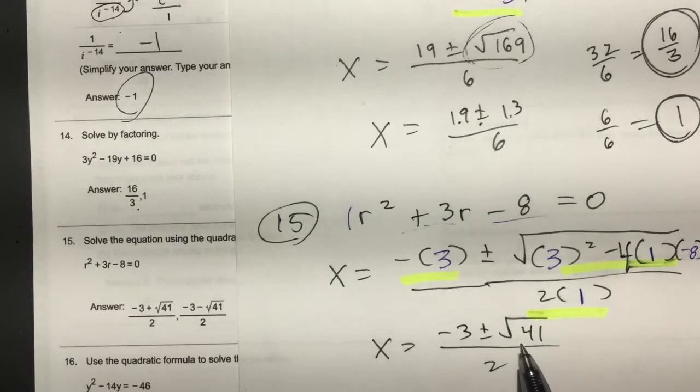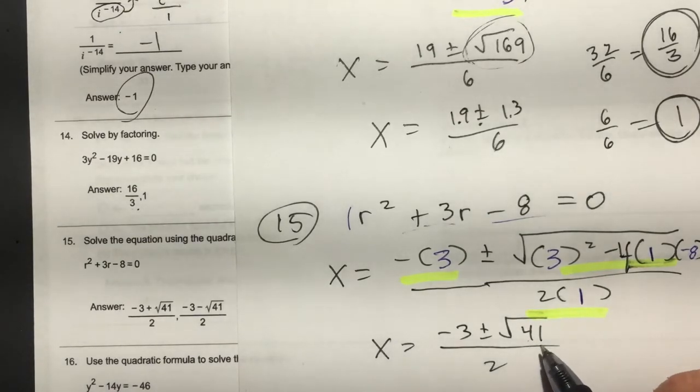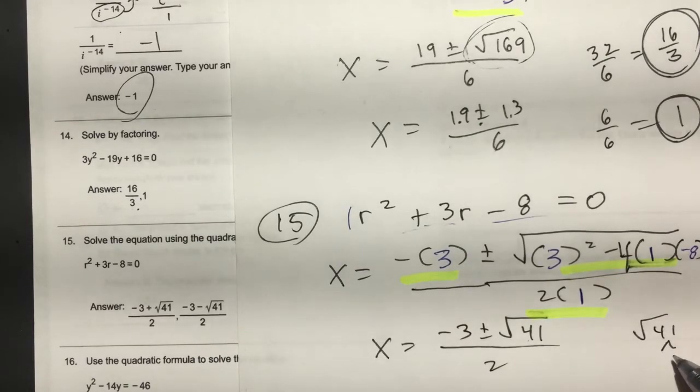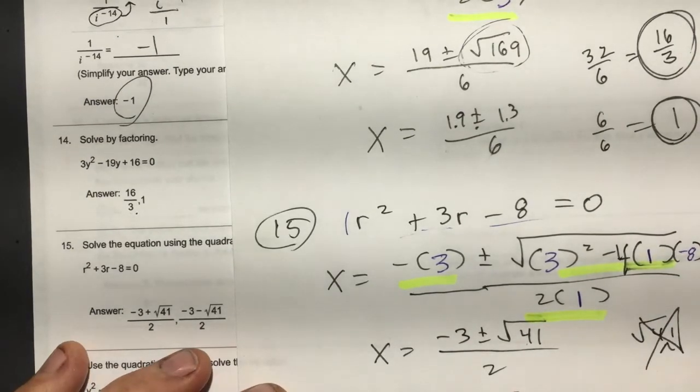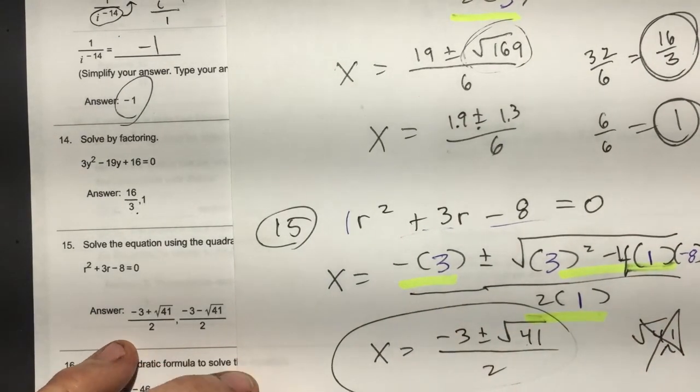Okay, now 41, I try to simplify that. It's not a perfect square. If I try breaking it down, 41 won't even break down. So we're done there. This is done. That's all we can do.